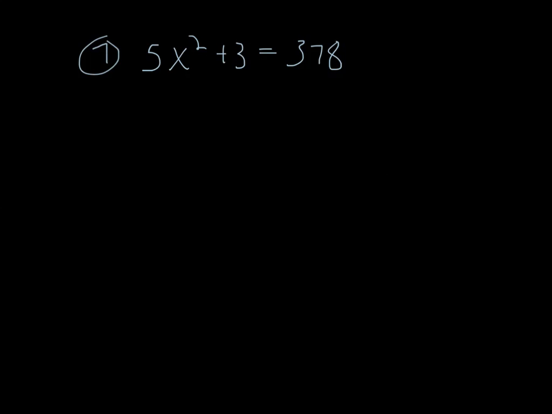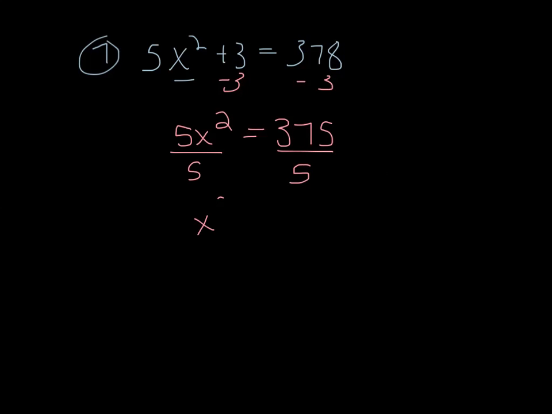And when you just have x squared and no other x term, then you can use square roots to solve it. So we're just trying to get x squared by itself. To do that, I'm going to subtract this 3 from both sides, which gives us this. And then we're going to divide by 5, which would be, oh, I'm sorry, not 55, 75.